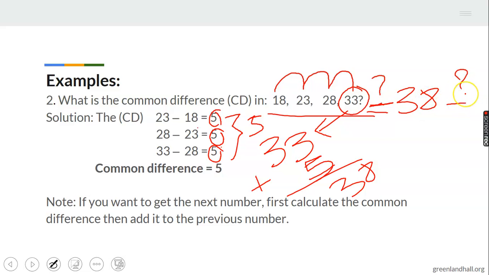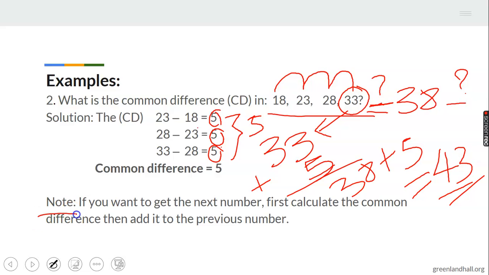Who is the fastest finger here? Now, who can tell me what's our next number? 38 plus what? Beautiful. 38 plus 5. What will that give you? Who is trying? Yes, you're correct. Plus 5. That gives us another number. What's the answer? 43. So just like that, you keep on adding the common difference to get the next number.